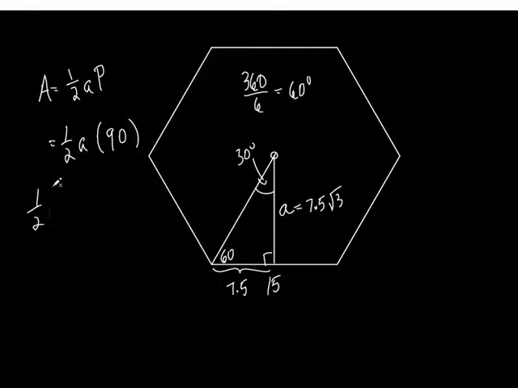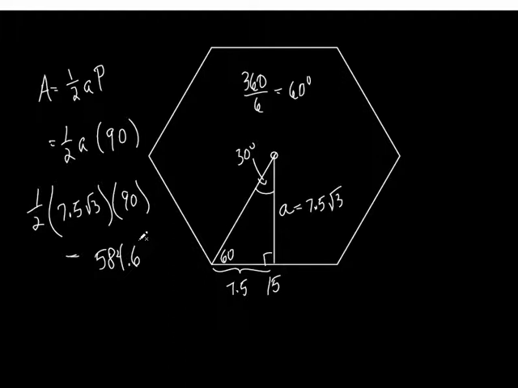So it's 1/2 times 7.5 square root of 3 times 90. Chuck that all into your calculator, and that's 584.6. And it says to round it to the nearest tenth, doesn't it? So that's why I did that. I didn't just make it 585. So that would be the area of that regular hexagon. We good with that?